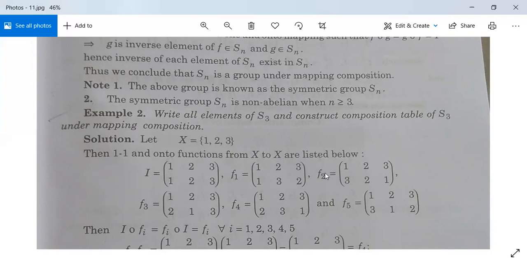Then F1 is 1, 2, 3 to 1, 3, 2. Then F2 is 1, 2, 3 to 3, 2, 1. F3 is 1, 2, 3 to 2, 1, 3. F4 is 1, 2, 3 to 2, 3, 1. And F5 is 1, 2, 3 to 3, 1, 2. So factorial 3 means 3 into 2, that is 6 functions will be formed, which are one-one onto functions: I, F1, F2, F3, F4, F5.